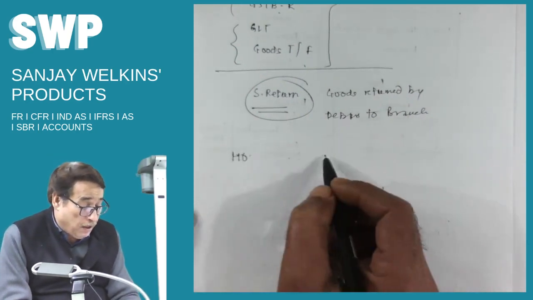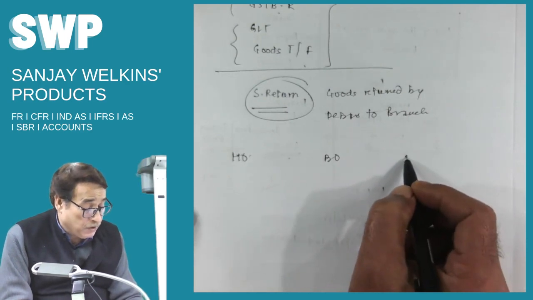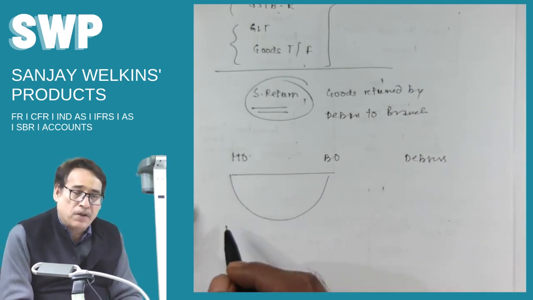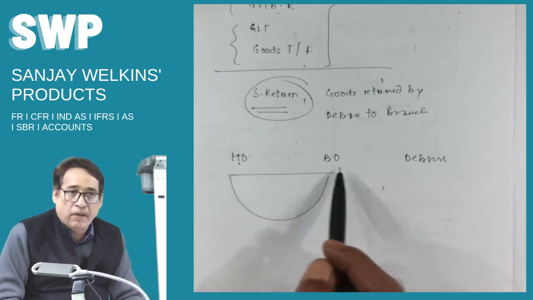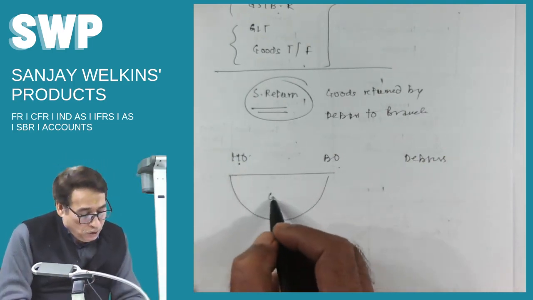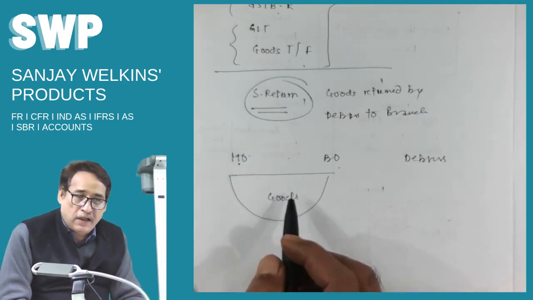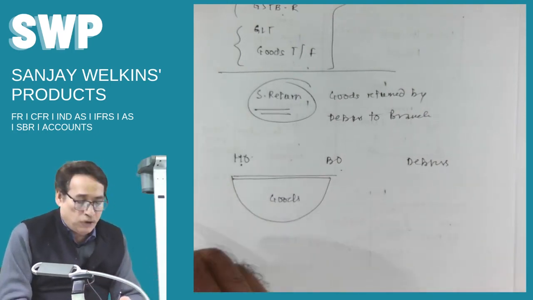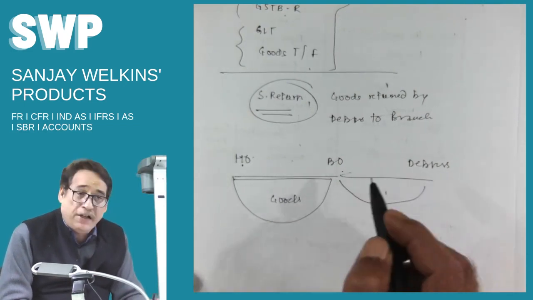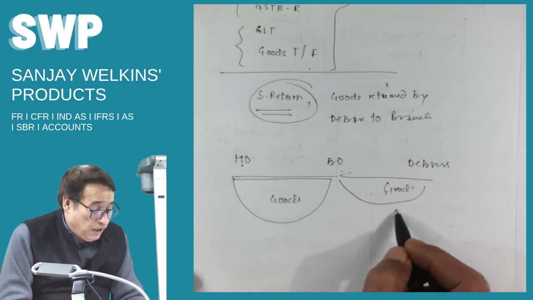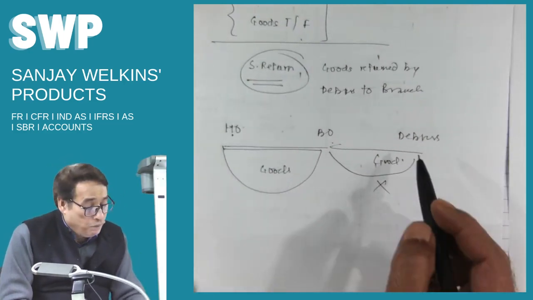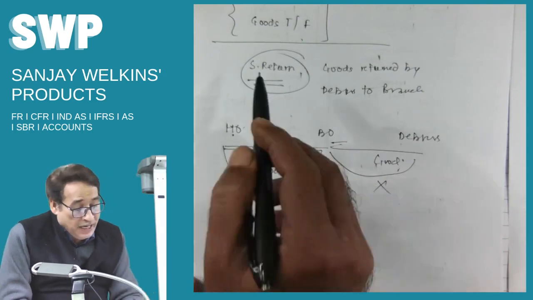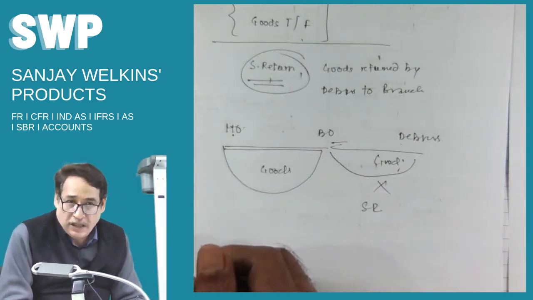Once again, I will take you back. Head office, branch office, and customers or debtors. Loading is possible only on such goods which are commuting between the head office and the branch office. Loading is always done on goods, no doubt about that. But loading is done only on such goods which are commuting to and fro between the head office and the branch office. If any goods are commuting between the branch and debtors, in such cases loading is not possible. The reason is very simple: neither the debtors nor the branch knows the correct cost. That is why loading is not possible, and that is the reason why loading of sales return is not done. Is it clear to you or not?